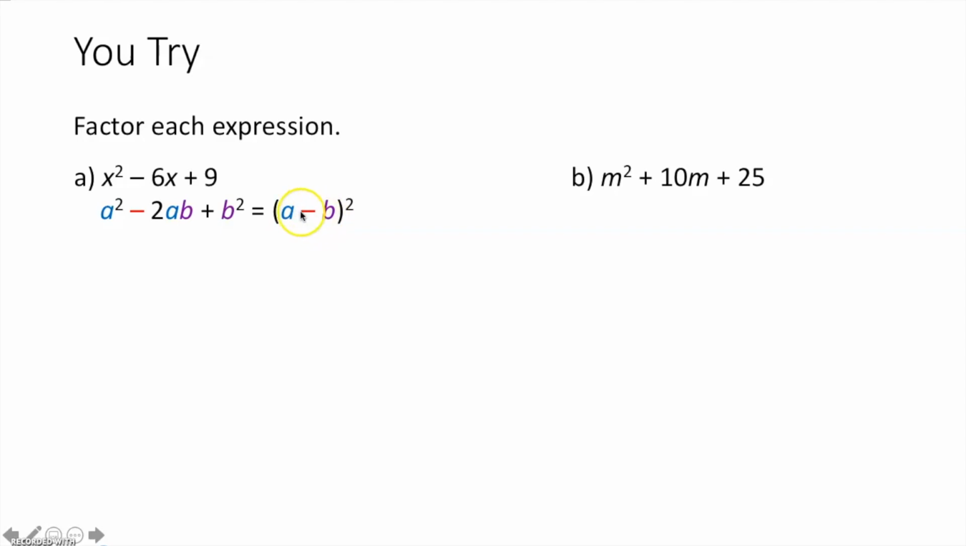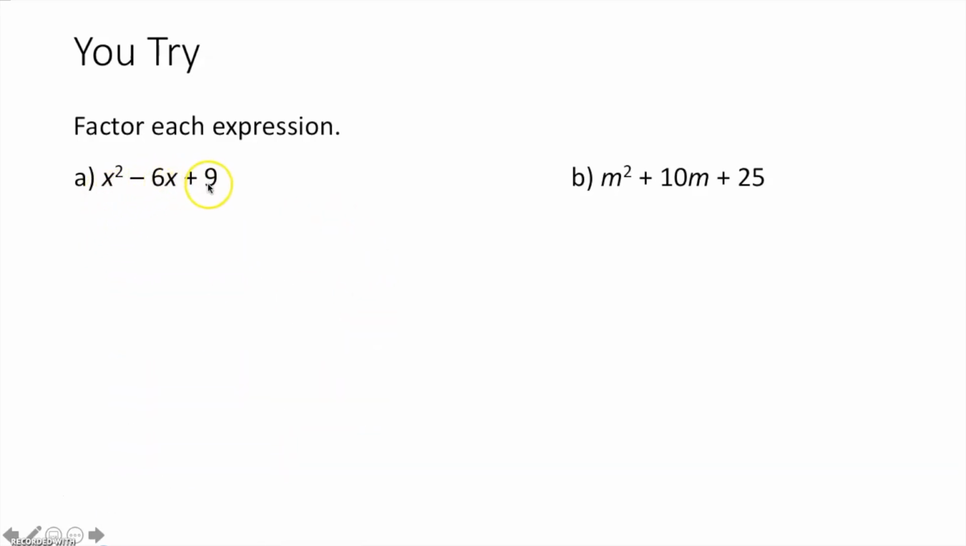Since our middle term is a negative, we're going to use that version of it, where it's a minus b squared. So all we have to do now is figure out what's our a and what's our b. Well, it looks like our a value is going to be x, and our b value, the square root of 9, is going to be 3. So we take x, plug it in for a, we take 3, plug it in for b, and you're done. But let's say you forgot that. You can always use the magic x.